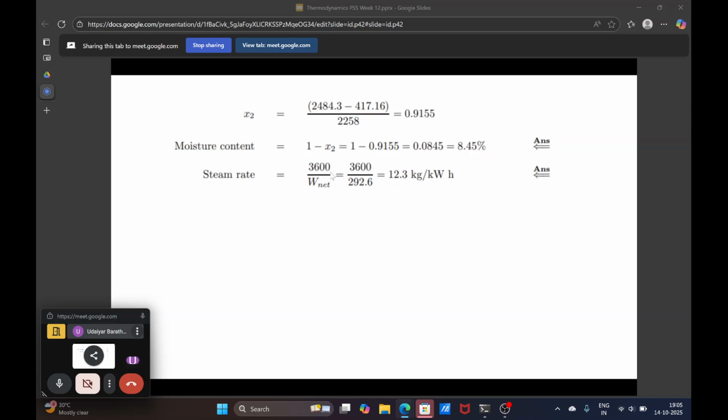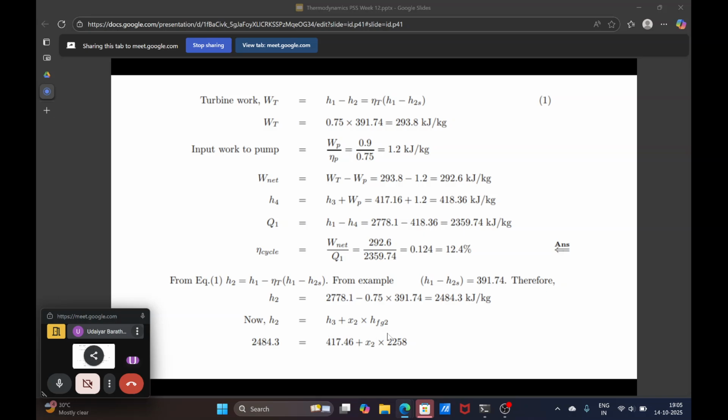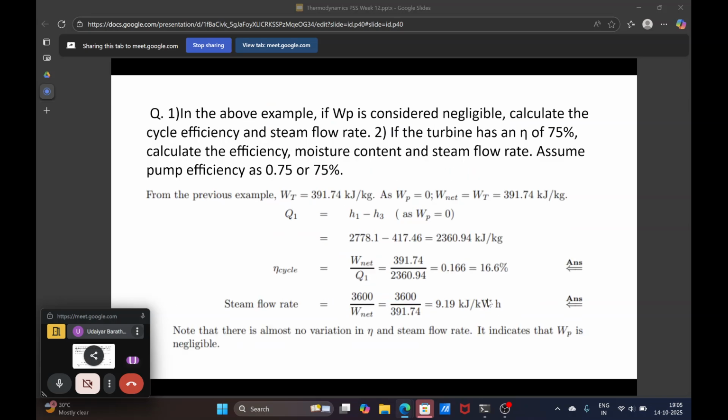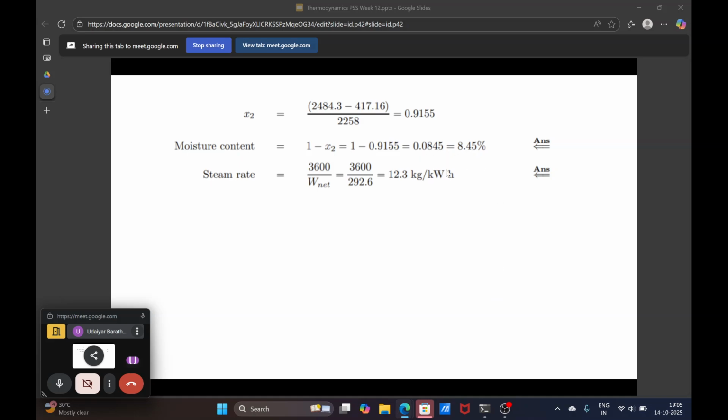So steam rate will be again 3600 divided by W net. That comes out to be 12.3 kilogram per kilowatt hour. So that has increased. This is more steam flow rate required. Previously it was 9.19, but now it has increased to 12.3. So having 75% efficiency turbine and pump has increased your steam flow rate requirement, and also your work done has reduced and efficiency has reduced. But it has improved your moisture content. Previously it was 12.79%, but now it is 8.45%.